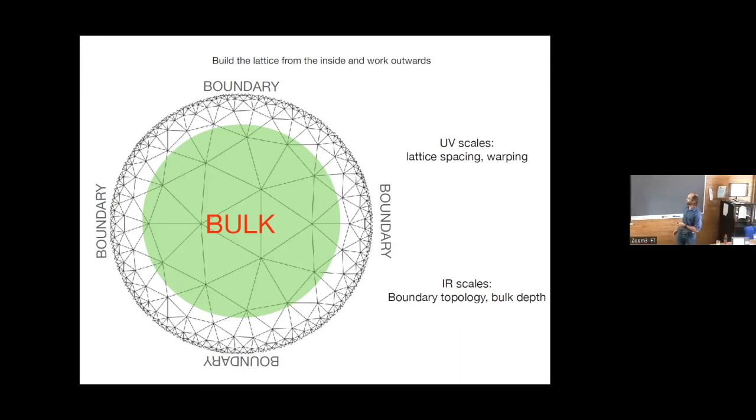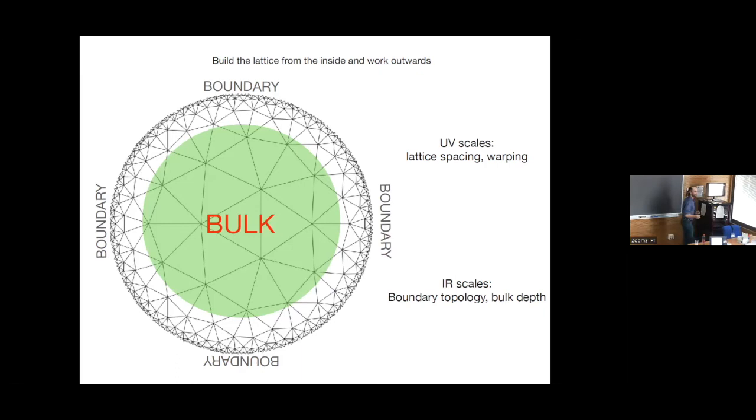And there are infrared scales because I can't build a lattice forever on a computer, right? I can only go out so far in making pretty triangles. And so the boundary is of finite size, and here it's a circle. But there's also a depth, which is an IR scale, like how far I can go into the bulk before I don't have a geometry anymore.